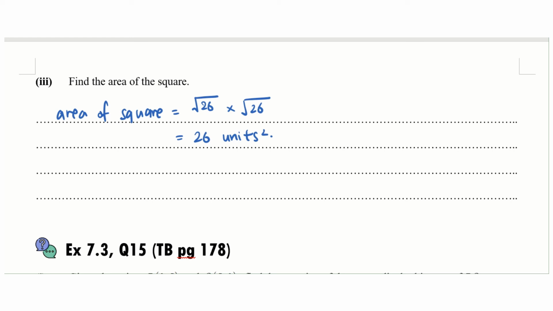In part 3, we want to find the area of the square. Since we have already found the lengths of AC and BC, and it is verified to be a square, we just multiply the lengths that we have gotten and we will see that the area is 26 units squared.